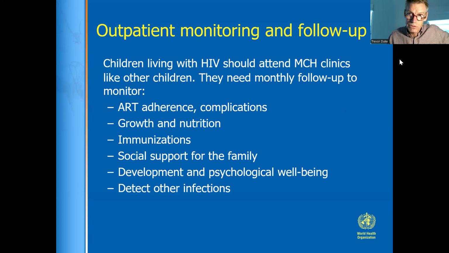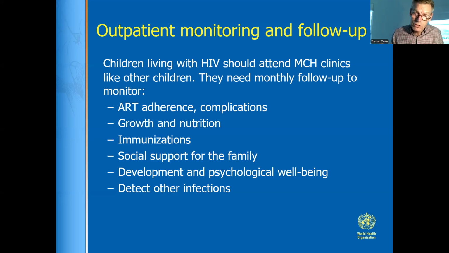Outpatient monitoring and follow-up is what HIV care has become to be largely about, because most children living with HIV now are diagnosed before they get opportunistic infections. They're diagnosed at the time of birth or soon after birth, and they need to be attending regular maternal and child health clinics just like other children, and they need monthly follow-up to monitor their ART adherence and complications, their growth and nutrition, their immunizations, and making sure they're safe.